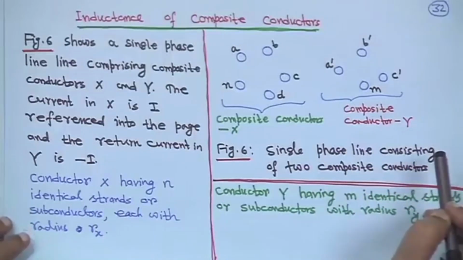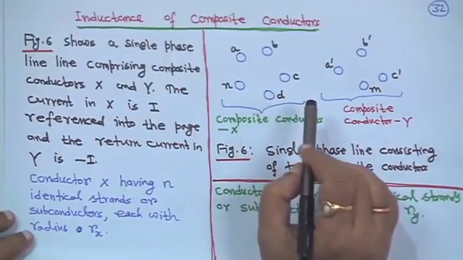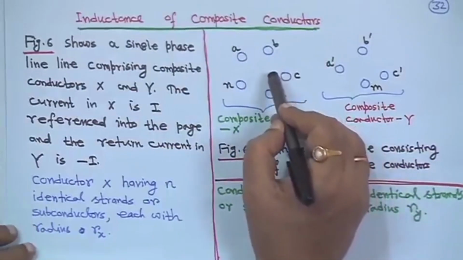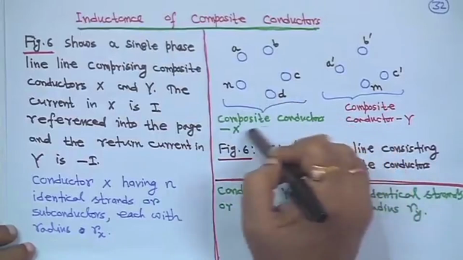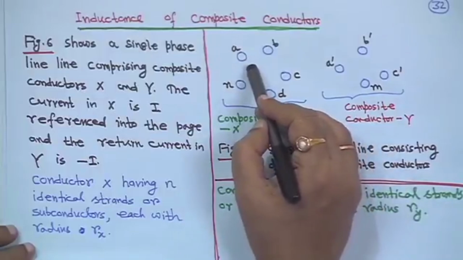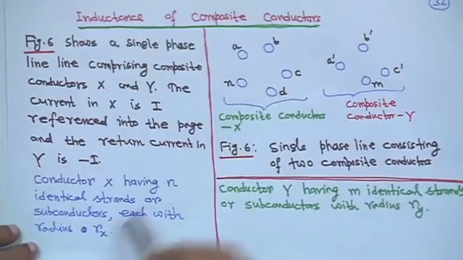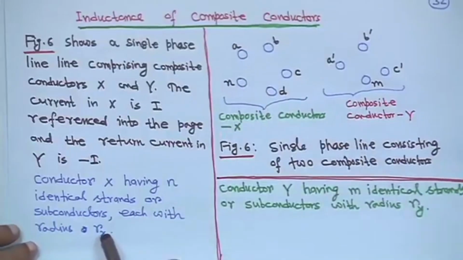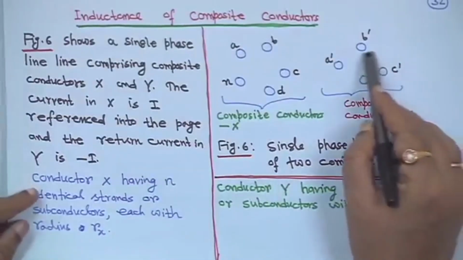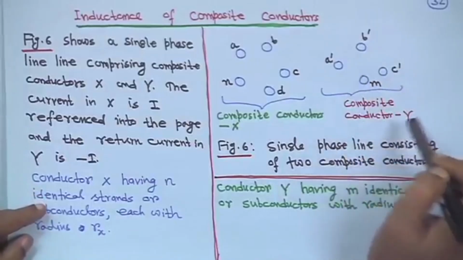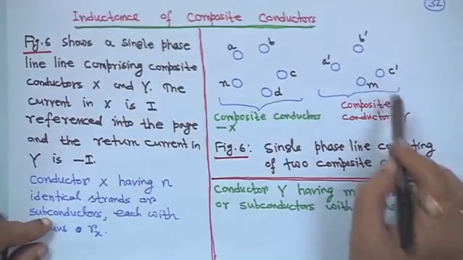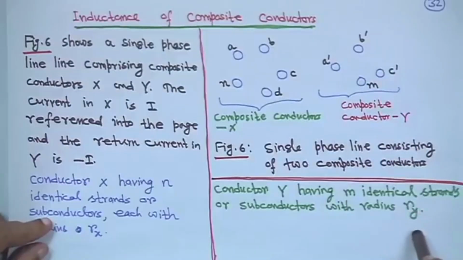And we are assuming that all these conductors have the same radius. For this group, composite conductor X, the radius of all these conductors we are taking as r_x. And here also, A dash, B dash, it is group Y. Similarly, Y has m identical conductors, and their radius is r_y.